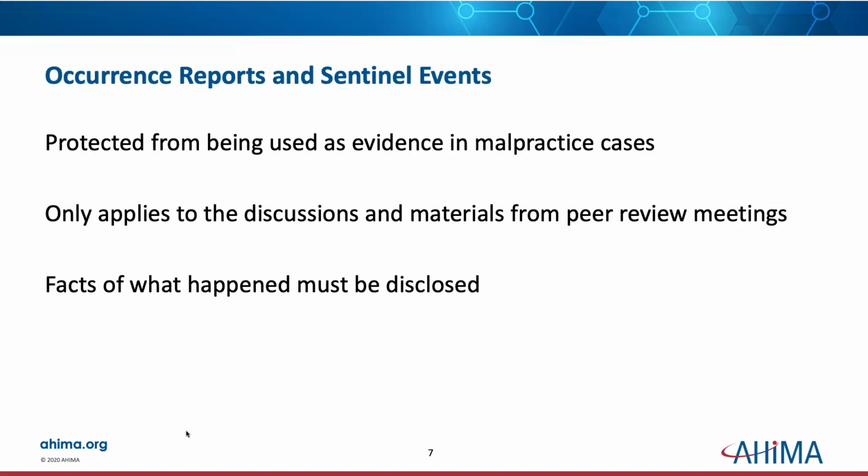Occurrence reports should be protected from being used as evidence in medical malpractice cases, as well as your information on sentinel events, but you have to make sure you have protected it, that you've labeled it properly, that you have not disclosed it inappropriately outside of your policies, procedures, rules, regulations, that type of thing. It only applies to the discussions and materials from peer review meetings, so you have to be very careful about what you call peer review and how it's labeled. And the facts of what happened must be disclosed, although you don't have to show the forms.